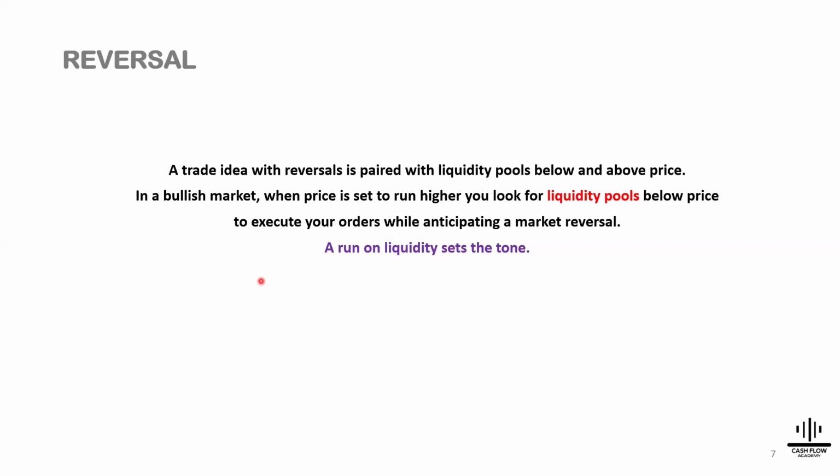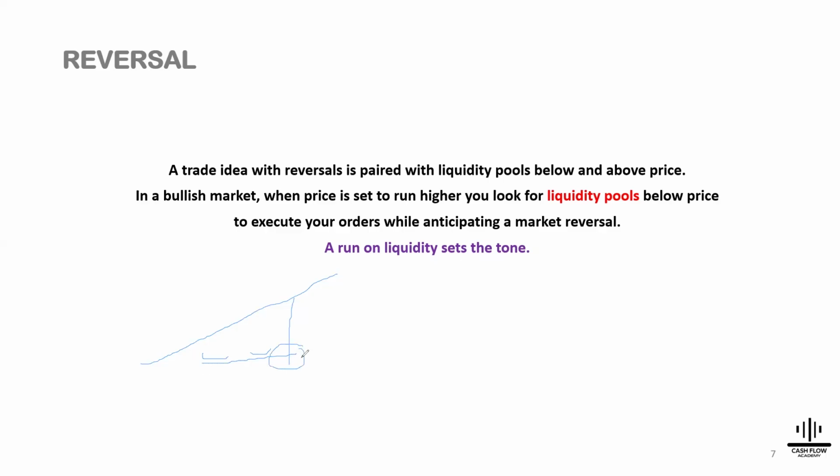In a bullish market, when price is set to run higher, you look for liquidity pools below price to execute your orders. While anticipating a market reversal, a run on liquidity sets the tone. So what this means is if you predetermine price to be bullish, what you want to do is look for sell side liquidity below swing lows and wait for price to dip below those sell side liquidity to grab liquidity. Now, once price grabs this liquidity below price, it forms a trade idea.